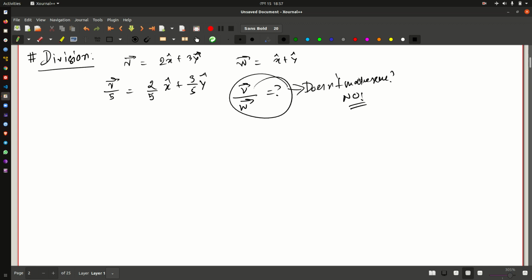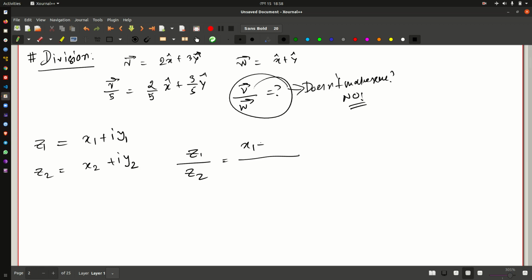So just like this case, when you have a complex number, let's say z1 is equal to x1 plus i y1 and z2 is x2 plus i y2, and you want to do z1 divided by z2, you can write it like this: x1 plus i y1 over x2 plus i y2. Now this division doesn't make any sense. Even though this is right, it still doesn't make any sense. Why? Because you have this complex number in the upstairs, the numerator, but in the denominator you have the same kind of object, so you can't actually do that.